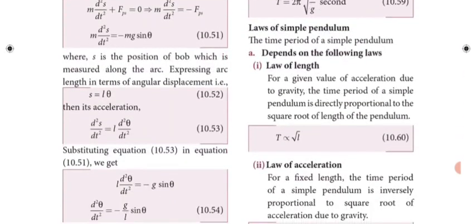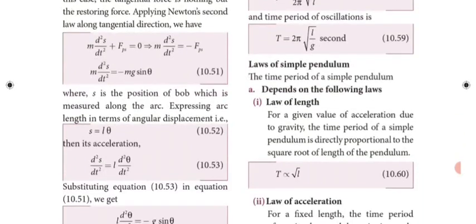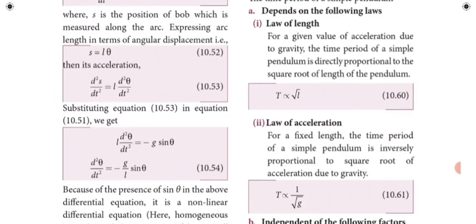Next we pass on to the laws of the pendulum. The pendulum depends on the following laws. First, the law of length: for a given value of acceleration due to gravity, the time period of a simple pendulum is directly proportional to the square root of the length of the pendulum. That is, T is proportional to root L.